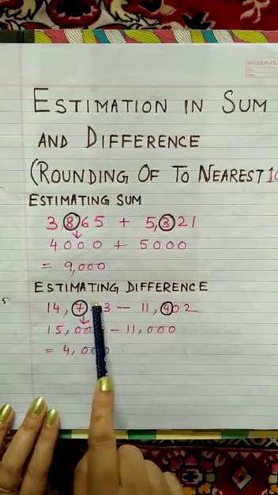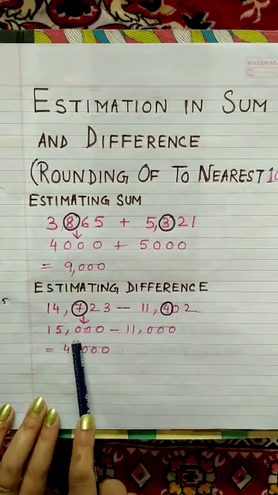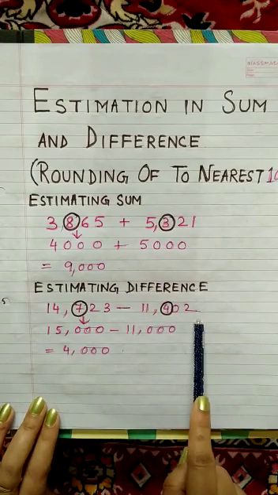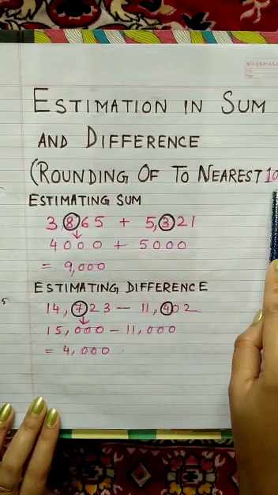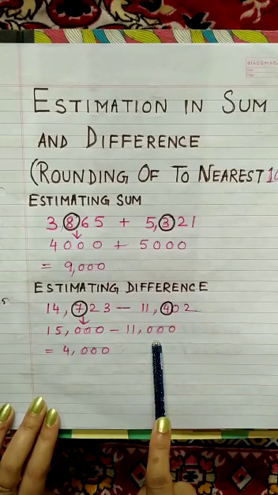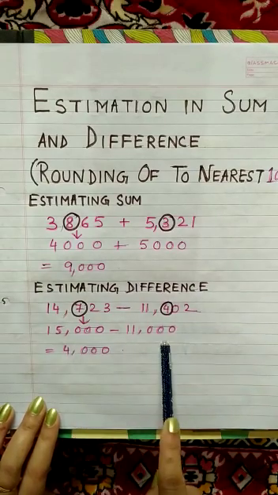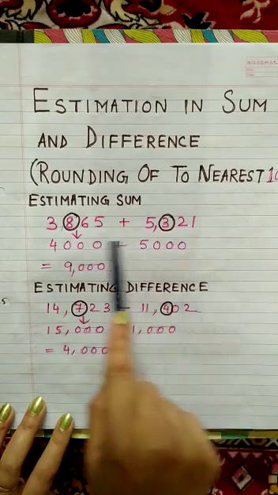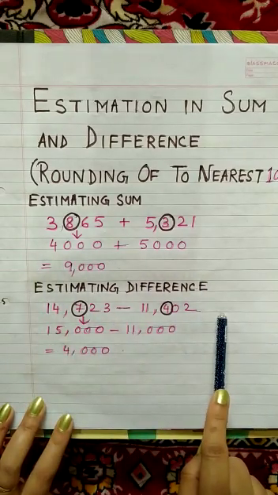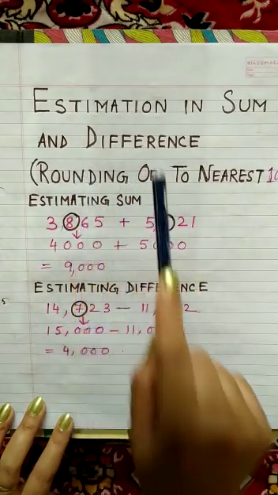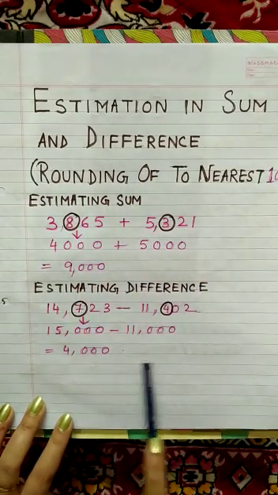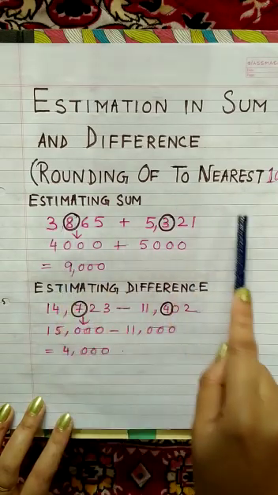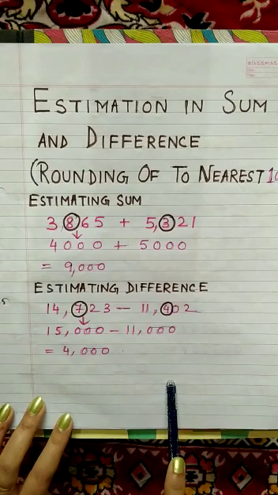Now estimating difference. 14723 after rounding off to the nearest thousand is 15,000. 11402 after rounding off to the nearest thousand is 11,000. So 15,000 minus 11,000 is 4,000. So this is how we do estimation for addition and subtraction. Do follow my earlier video for rounding off numbers.